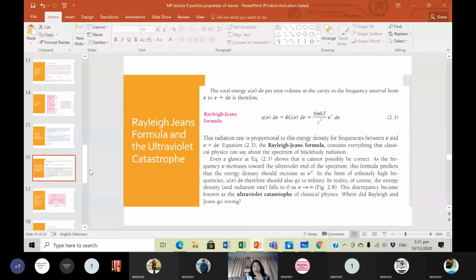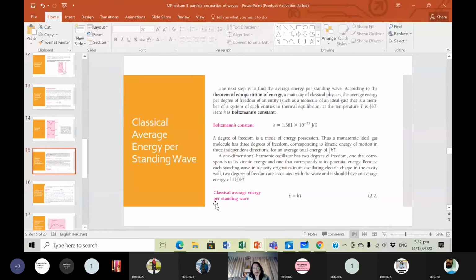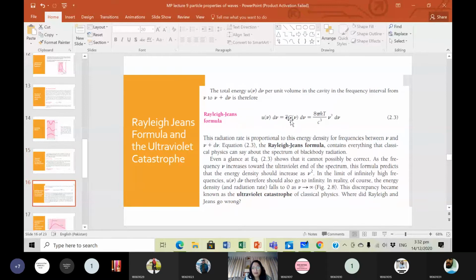Is that making sense? Okay, basically, we have standing waves in the cavity, this is the total number per unit volume of the cavity within a frequency interval d nu. And we want to find the average energy per standing wave, and then we will multiply them together. We will multiply the average energy per standing wave, which is given by this formula, by the number of standing waves per unit volume over this frequency interval, and that would give us the total energy per unit volume in this frequency interval. So basically, that is what we want to do here.